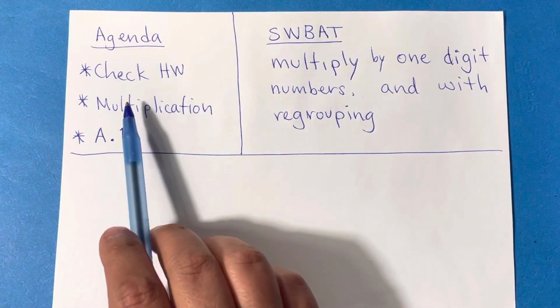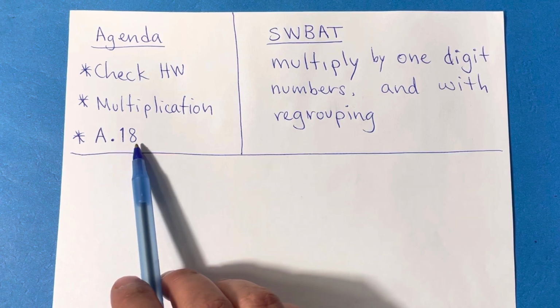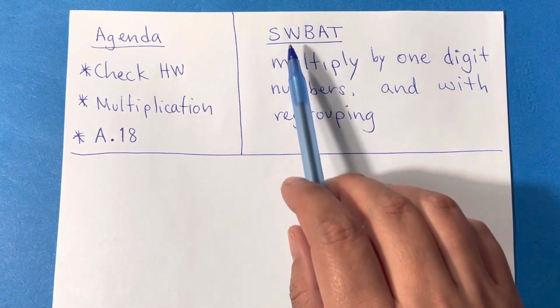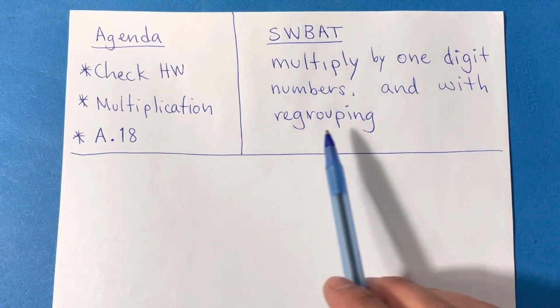Hello students, today's agenda is to check homework. We'll be doing multiplication and you will be able to do page 18 from module A. Today students will be able to multiply by one-digit numbers and with regrouping.